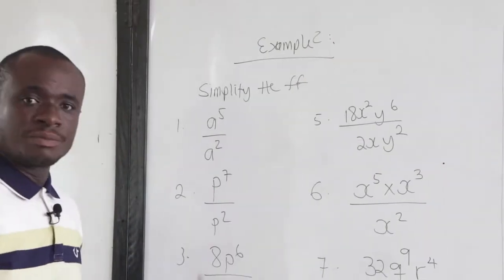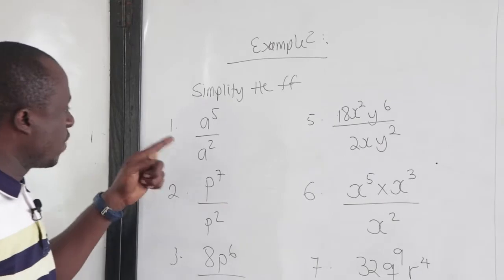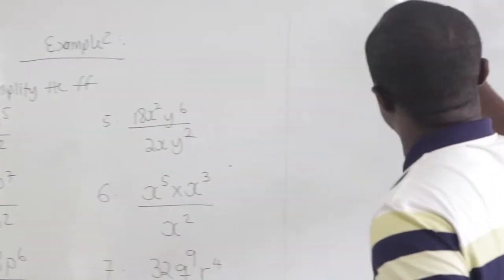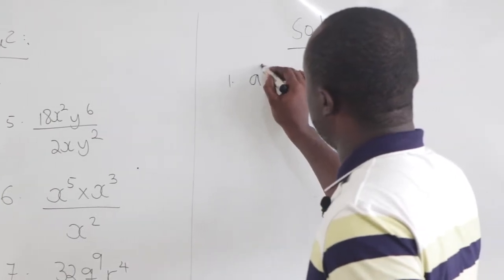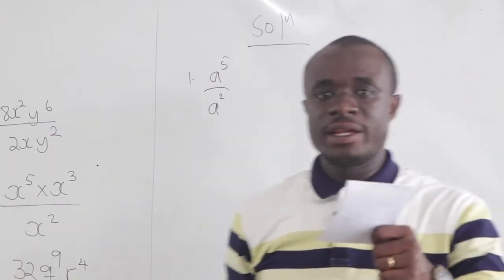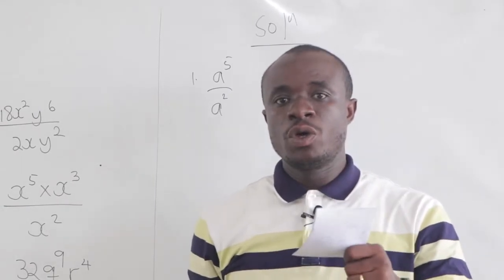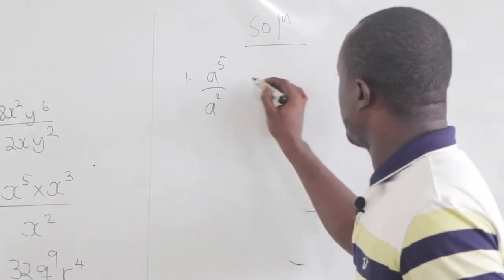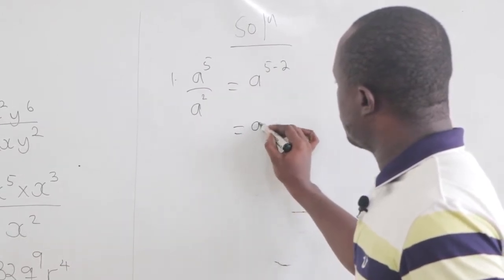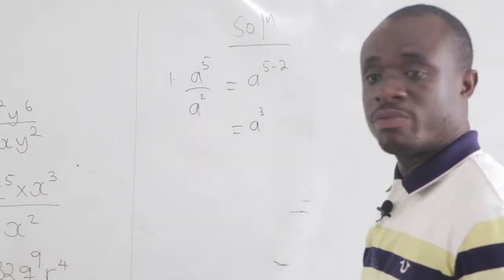Now let's consider the following examples. The first one, a to the power 5 divided by a to the power 2. So we have a to the power 5 all over a to the power 2. Now we are dividing, the bases are the same, so what do we do? We subtract the exponent. So here we have a to the power 5 minus 2, and this is a to the power 3.